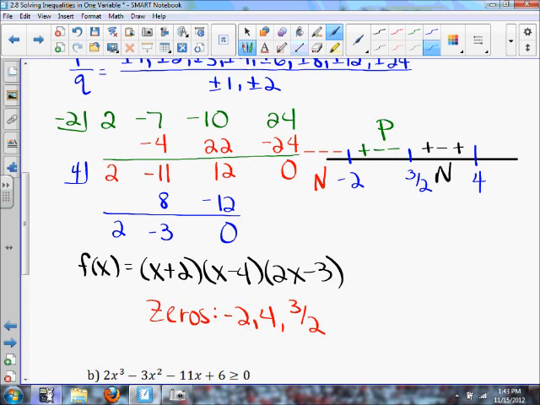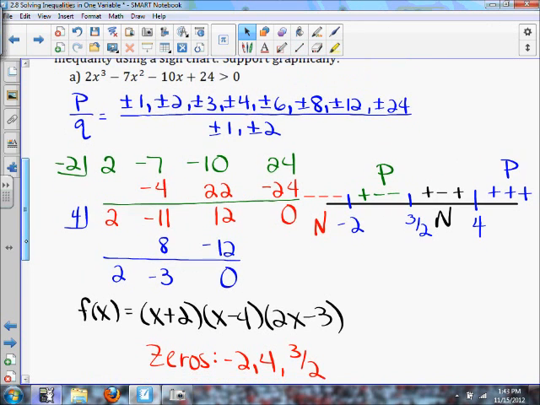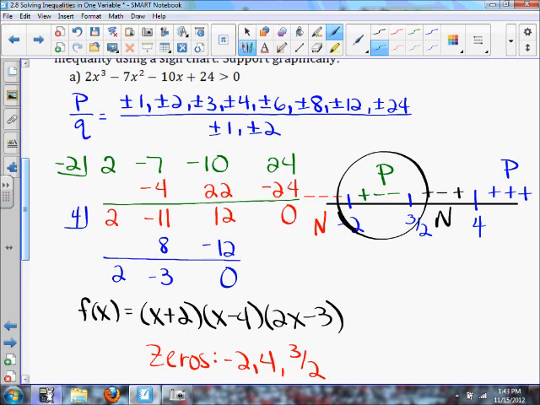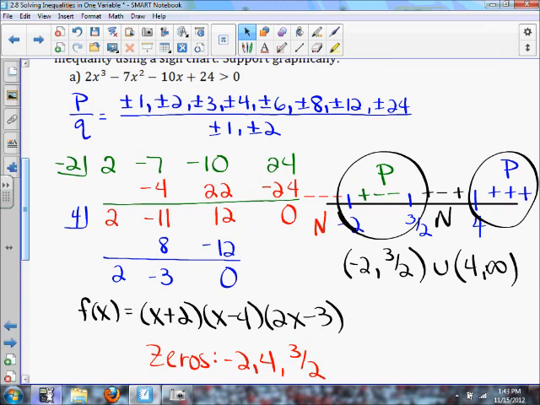And a number greater than 4 will be 6, let's say, so positive in the x plus 2 term, positive x minus 4, positive here, which means I'll end up being positive. Now, the original inequality asked, where is this greater than 0? Well, it's greater than 0 here and here. So my answer will be -2 to 3/2 in union with 4 to infinity. And there's my answer.